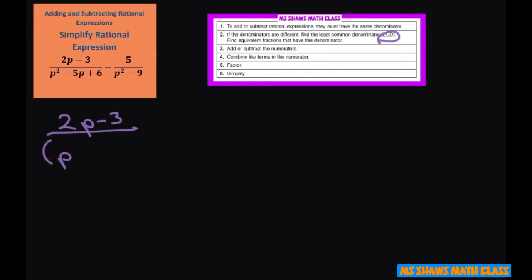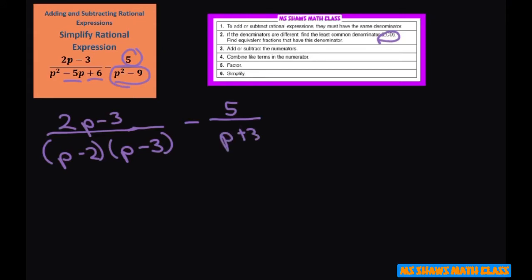So it's going to be p squared, we have a 6 that's positive and the 5 negative. That's minus 2 minus 3. Minus, then we have 5. And we can factor this, expand it as p plus 3 times p minus 3.